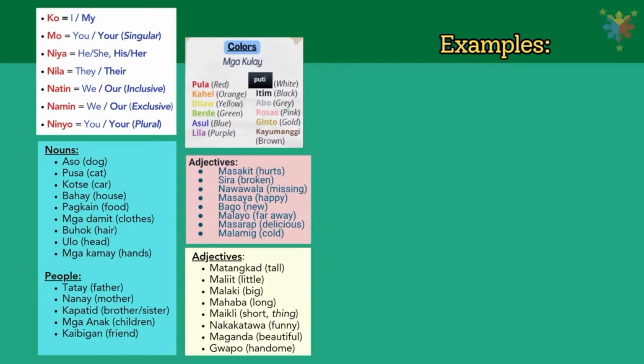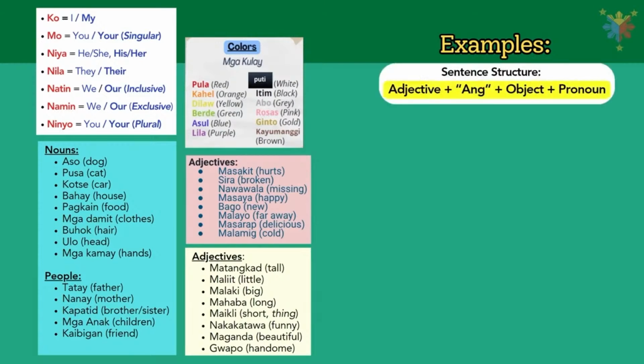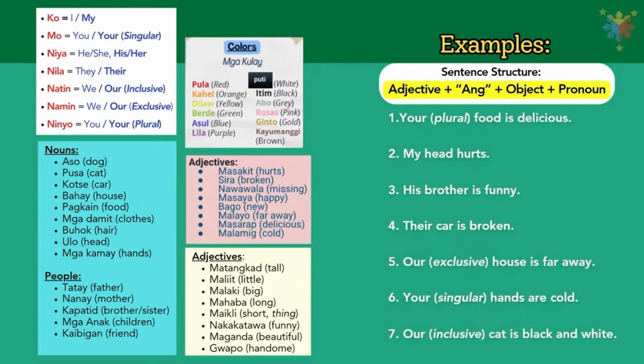All right, so that's a lot of vocabulary right there, which is great because then we can make a variety of sentences. Now here is the sentence structure for using these possessive pronouns. So first comes the adjective, then it's the word ang, which means is or are, then it's the object, and then it's the pronoun. So let's take a look at some examples. Number 1, your, plural, food is delicious. Let's do this one together.